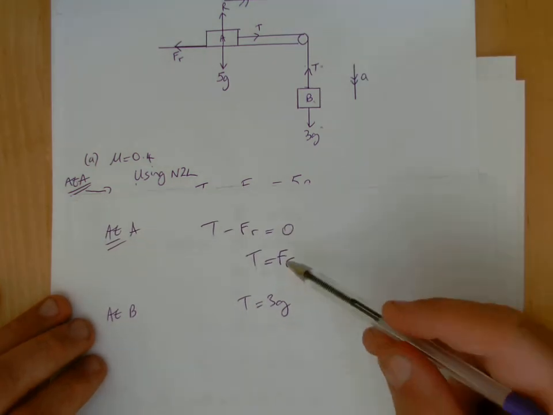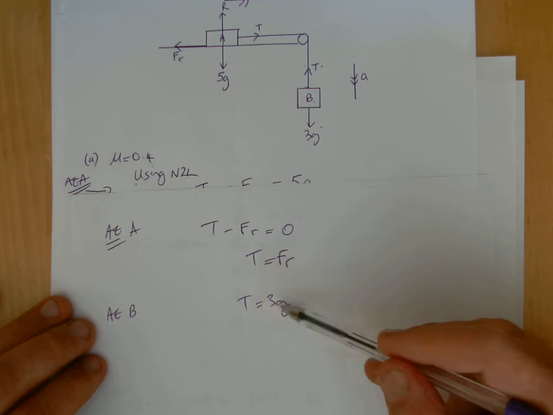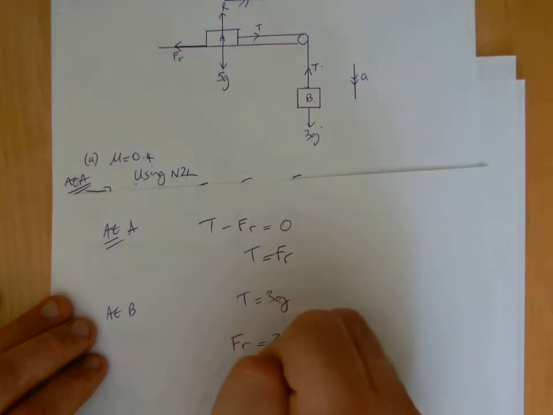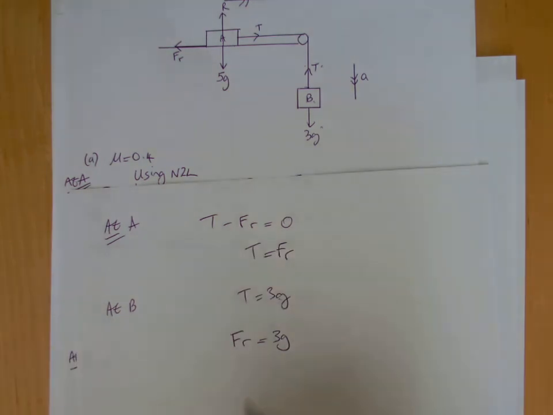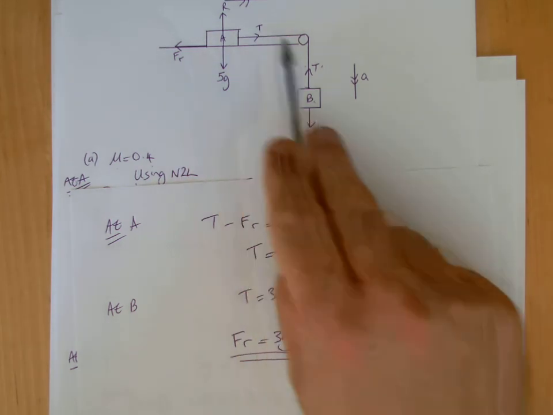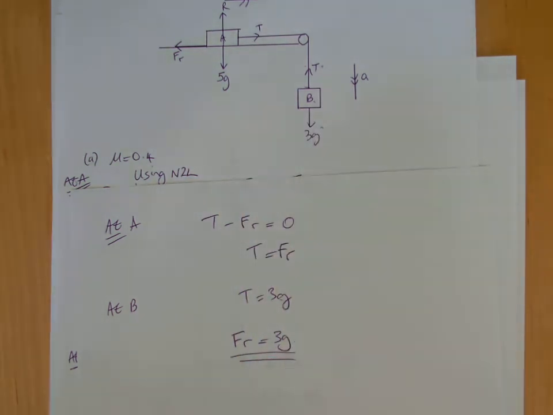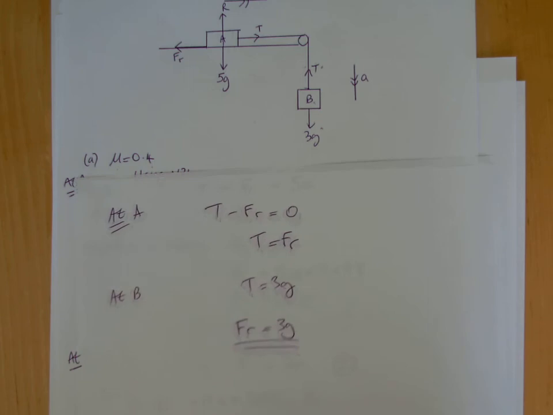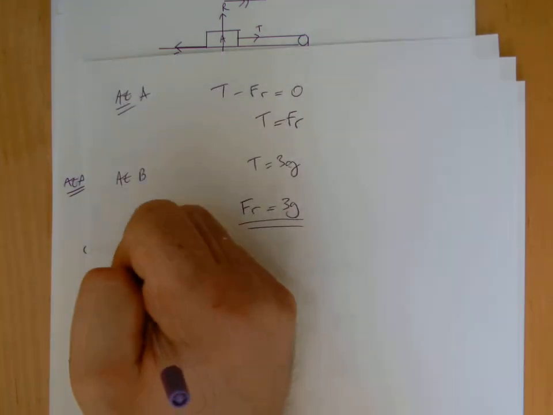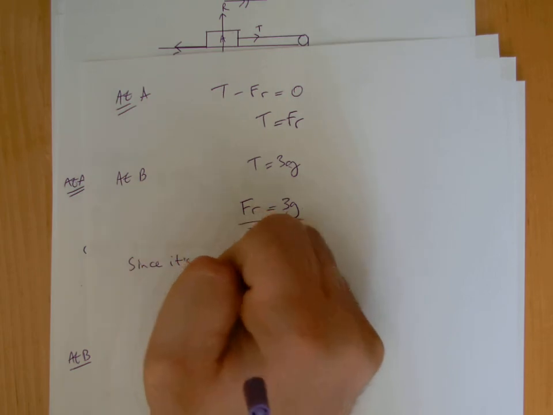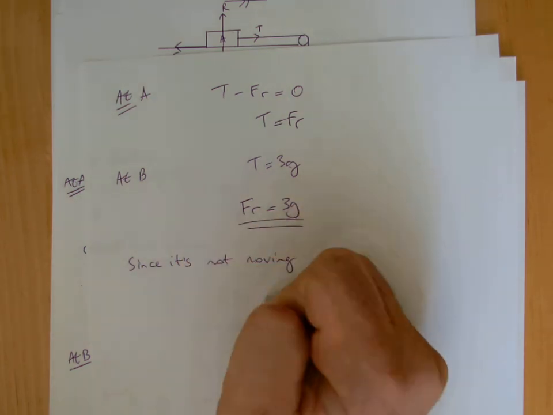And what you notice then is, if T is equal to 3G, that means friction, which is equal to T, will also be 3G. That's what friction will equal, 3G. So the frictional force there will be the same as the tension, which is the same as the weight here. Now friction is 3G. Remember, friction might not be at its max because it's stationary. Since it's not moving, friction might not be at its max.